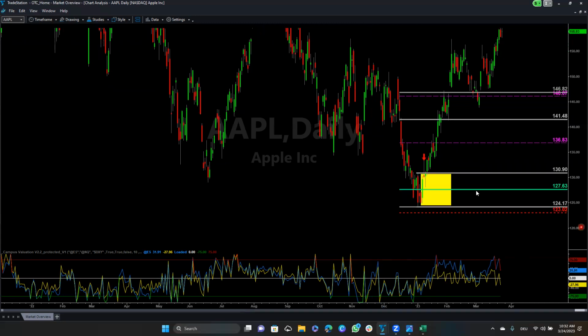That means, okay, you have to move your entry like this, 127.63 with a 33% stop loss below, to get a 3 to 1. That's fine. Or maybe, right, that's possible.